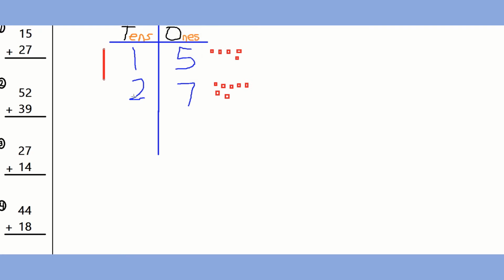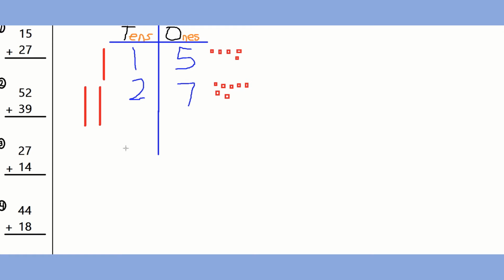And then it says we need 2 tens. So now we have drawn everything that it has told us to do. It said we needed 1 ten, we put it here. It said we needed 2 tens, we put it here. It said we needed 5 ones, we put it here. And it said we needed 7 ones, we put it here. So now all we have to do is add all of this up together.